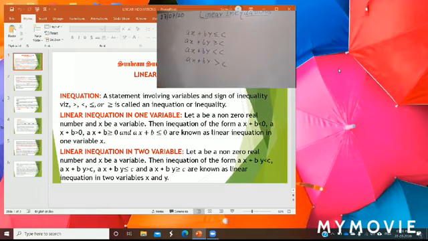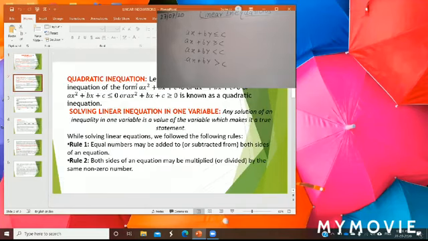So it should be understood by all of you what the meaning of inequations is. If any equation is with the sign of inequality, that is known as an inequation or simply an inequality. Here, which type of questions are there? Here you have to solve quadratic inequations. The quadratic inequation is not in your syllabus. A quadratic equation with an inequality sign is known as a quadratic inequation.